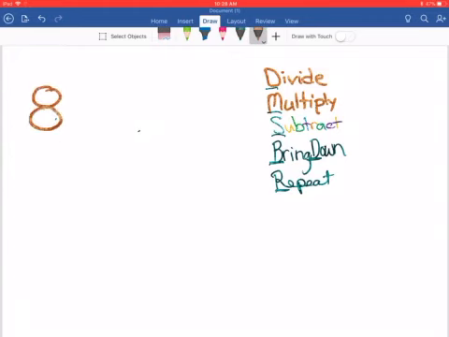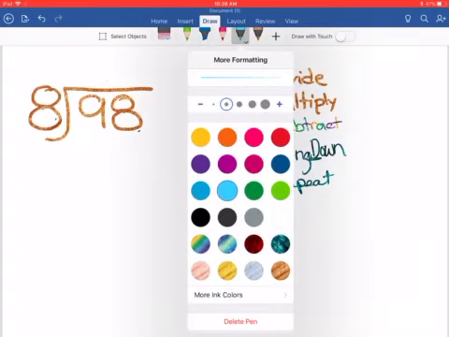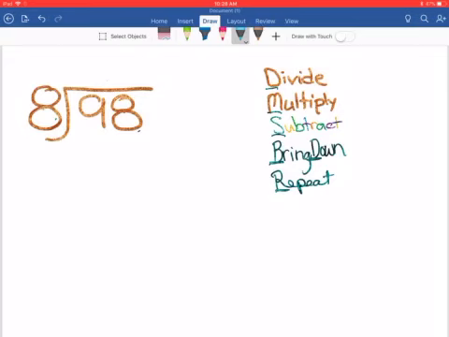Let's do 98 divided by 8. Okay, again, you're looking at just the first digit. So divide. We're dividing 9 by 8. Well, I know that I can only multiply one time to get me as close to 9 as I can. So 8 times 1 is 8. I'm going to subtract. 9 minus 8 is 1.